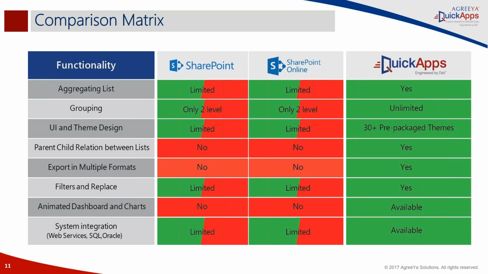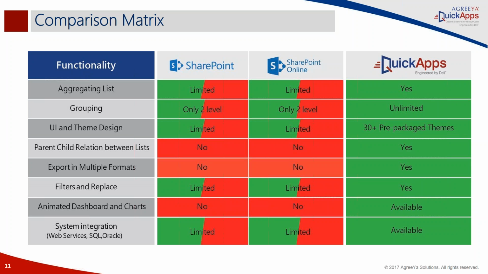Next is grouping. Only 2 levels of grouping is possible in SharePoint and SharePoint Online, but in QuickApps you have the power to create unlimited groupings for your list. You will see in the UI and theme design that there are approximately 18 themes available for SharePoint. But with QuickApps, you receive more than 30 pre-packaged themes to match your organization's branding. Parent-child relation between two lists is not possible in SharePoint out of the box. But with a few simple clicks, you are able to deliver this capability by leveraging QuickApps.